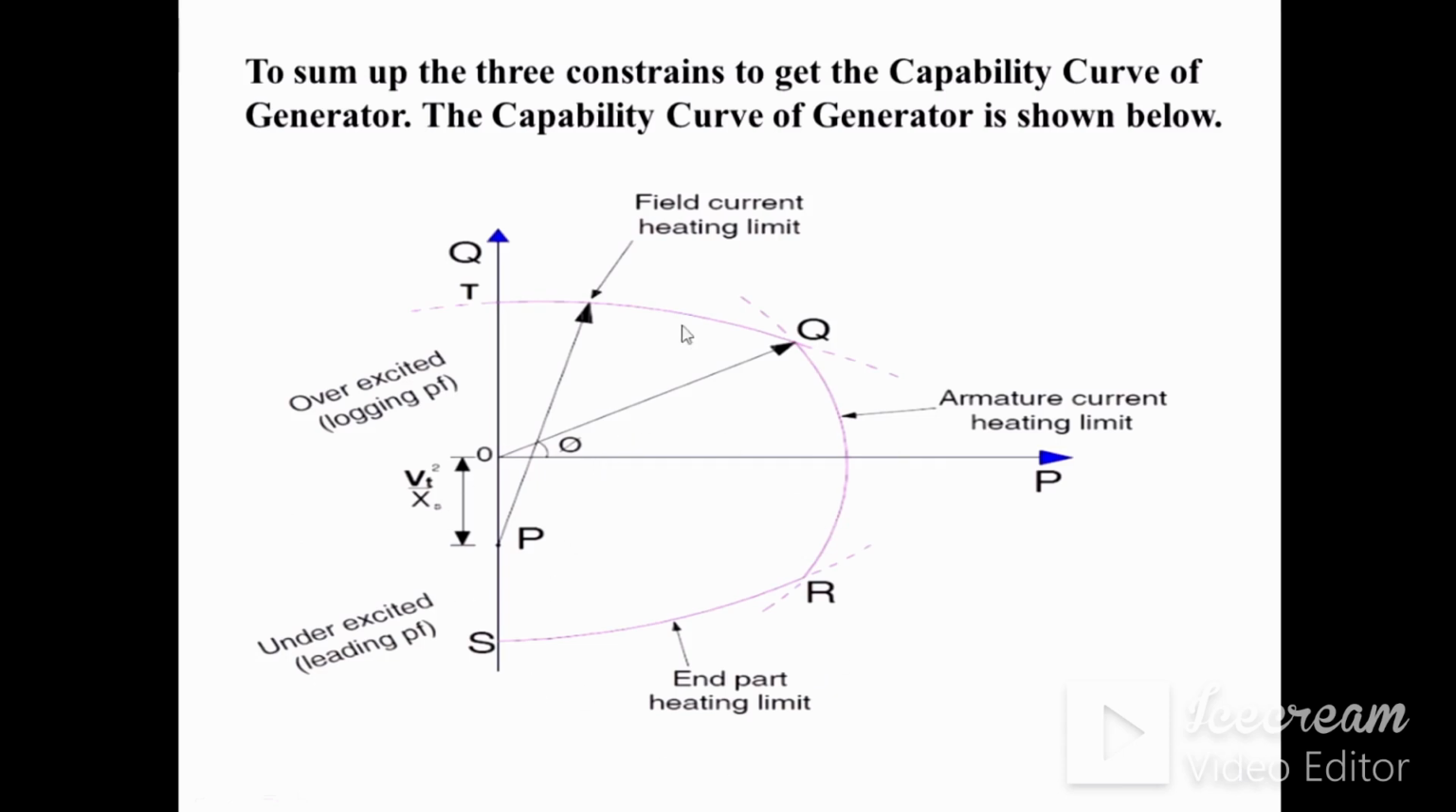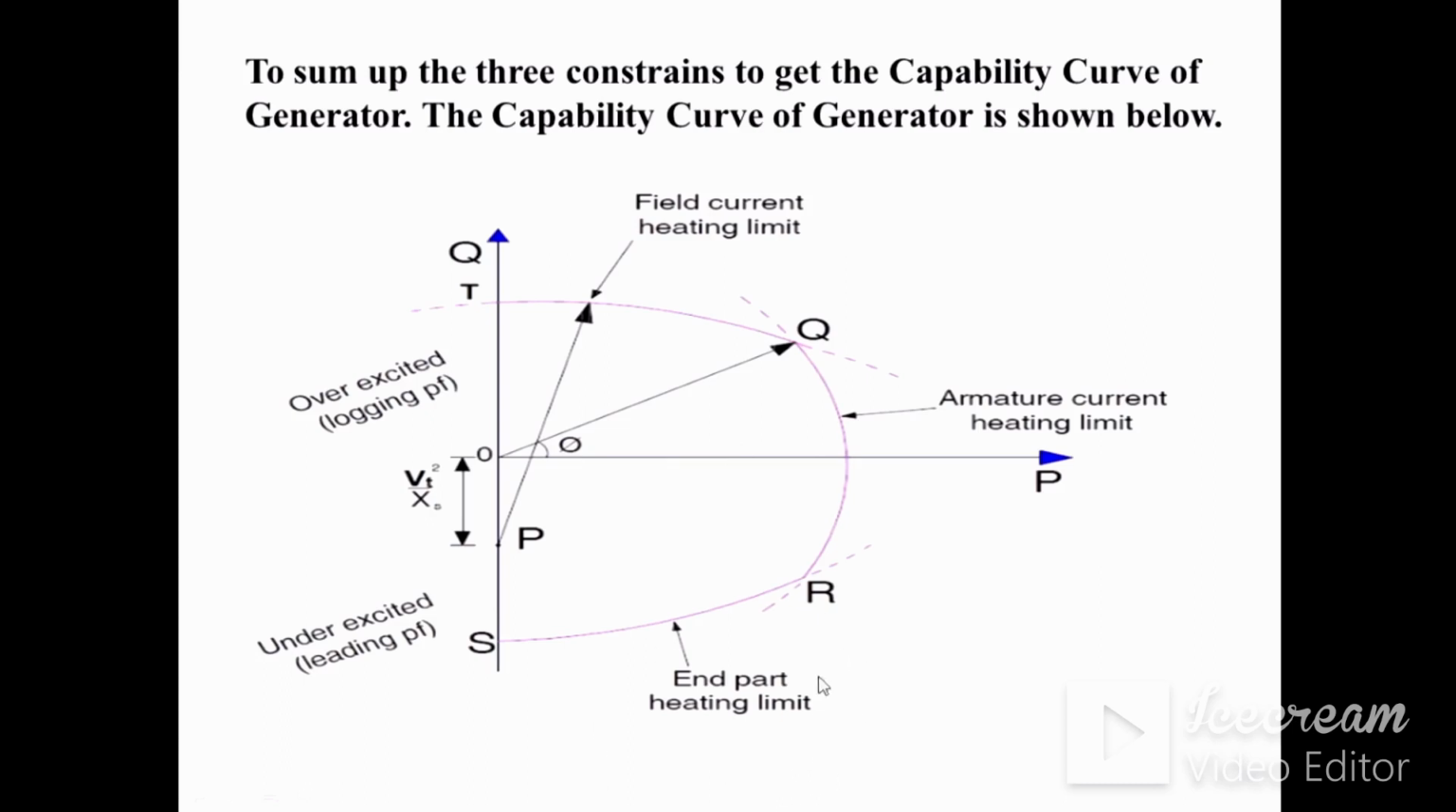So the field current component will cause limits on operation during the under excited condition, because here the reluctance to the field flux is very less, so it will cause more heating. Armature current heating applies in both cases, because this armature current is due to the loading condition, so it will vary with the power factor also, that is in the over excitation case and the under excitation case.